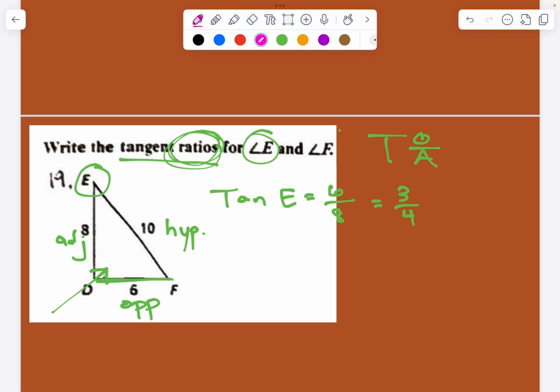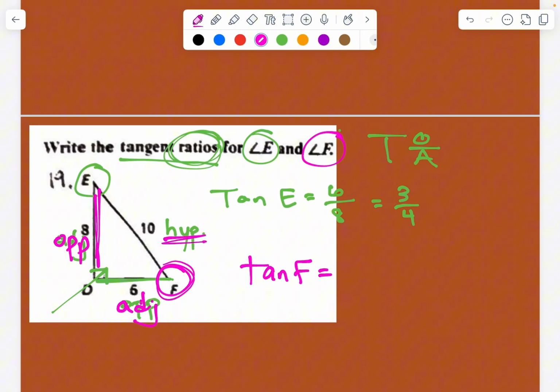It also would like for you to do the tangent ratio of angle F. So when we do tangent of F, we're going to be starting down here, and this time 8 is going to be our opposite. It's all the way across, and 6 will be our adjacent because it's right next to F, and the hypotenuse is always the hypotenuse. Opposite 8 over adjacent 6 simplifies to 4 over 3. Those are your final answers in Schoology.